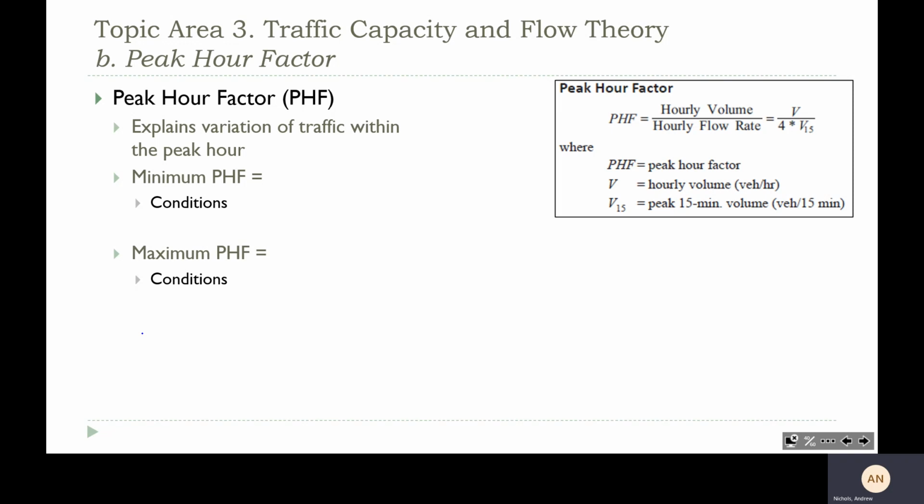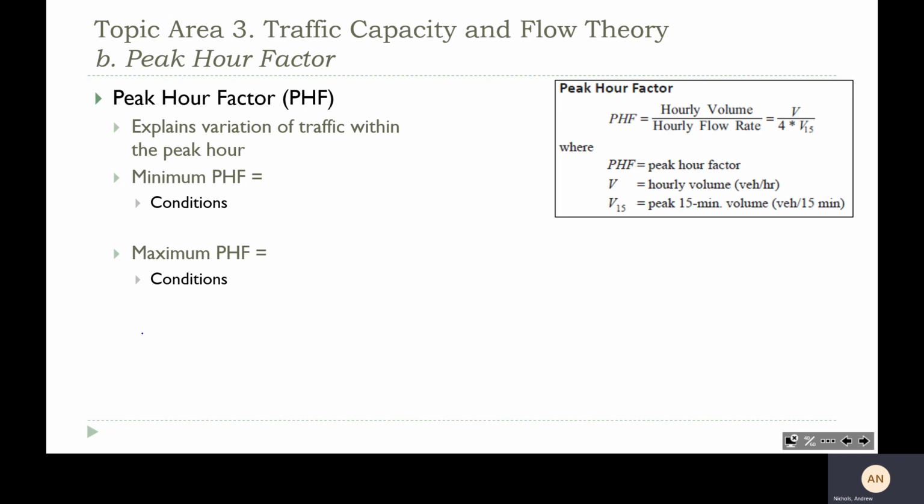All right, the next topic is the peak hour factor. What this does is it explains the variation of traffic within the peak hour. Whenever we're looking at traffic volumes, we usually have an AM peak hour, rush hour, and a PM peak hour. And we want to know within that peak hour, is traffic uniformly distributed, or do we have a really high 15-minute volume and then the other 45 minutes in that peak hour? Because that can affect things like traffic signal timing and capacity analysis.